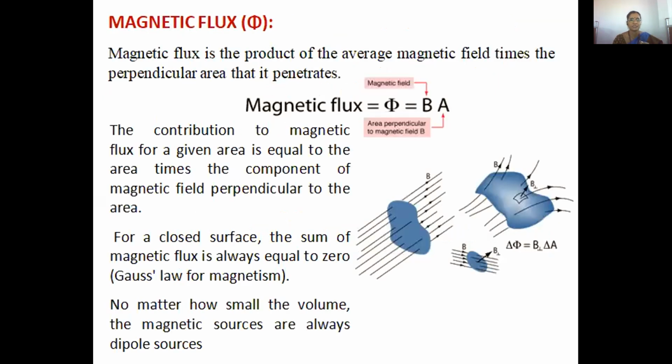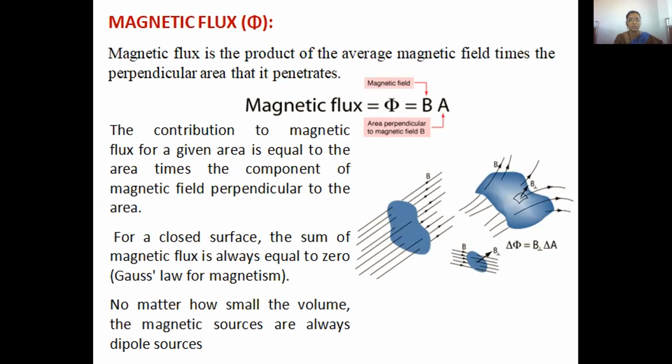Now, what is the flux? Magnetic flux is the product of the average magnetic field times the perpendicular area that it penetrates. Or, in simple terms, we can represent the number of field lines passing through any particular area perpendicularly. Okay, we call it magnetic flux. We represent it with phi, and it is the product of B into A. Here, B is called flux density. B is nothing but the number of field lines per unit area.